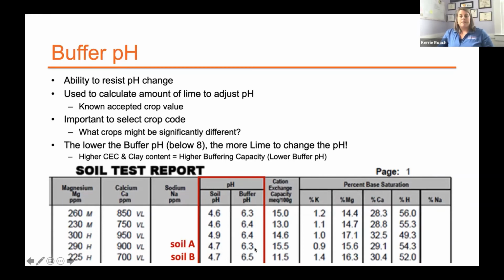But no, if I'm going to look at this and think about how much lime I might need to change that pH, this soil A is actually going to take more lime to change the pH than soil B, because this buffer pH is a lower number, which means it has a higher buffering capacity. So that can be really confusing, but the lower away from 8 it is, the harder it is to change the pH. So the more lime that's going to be recommended to raise that pH up.